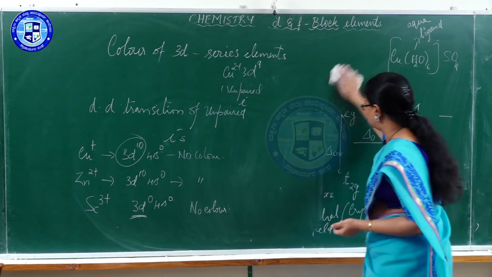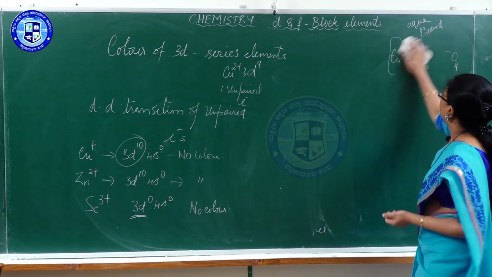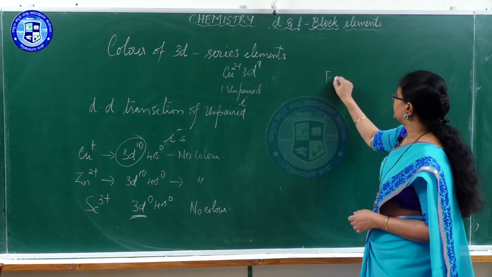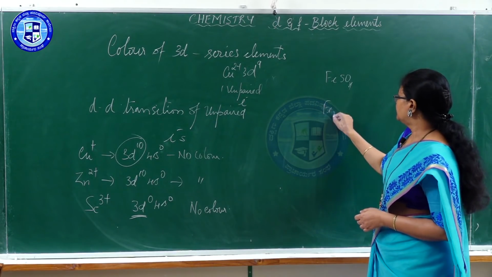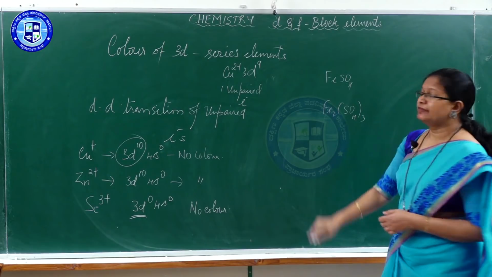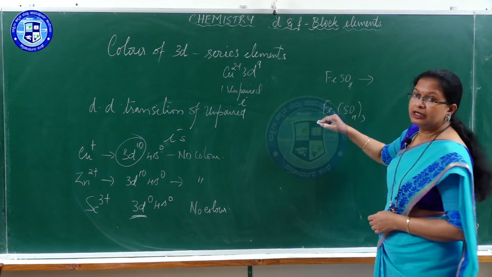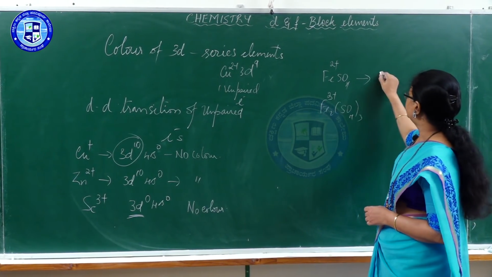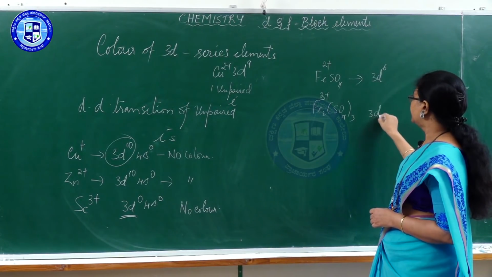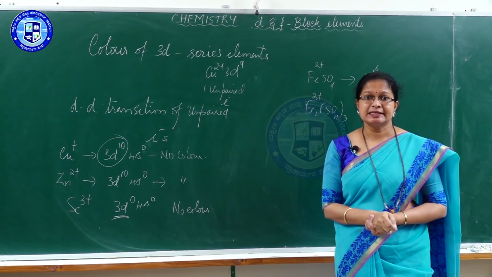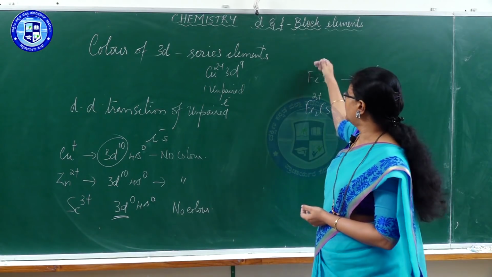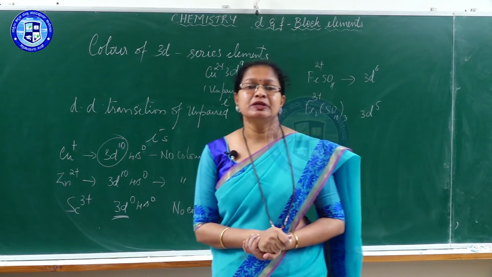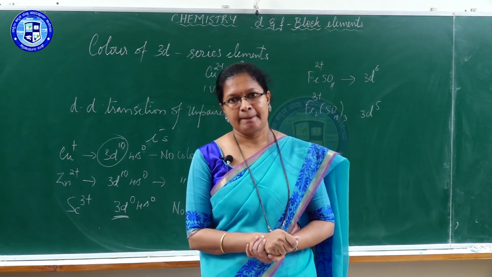Suppose the solution of some other element, if we consider iron solution, ferric sulfate or ferrous sulfate, FeSO4 or Fe2(SO4)3. Does it have any color? Yes, this has color because iron is present in the +2 state and in the +3 state. Here it is d6, here d5. They have unpaired electrons. Presence of unpaired electrons causes color. So, these are all colored solutions. This is how one can analyze whether a given solution is colored or not.